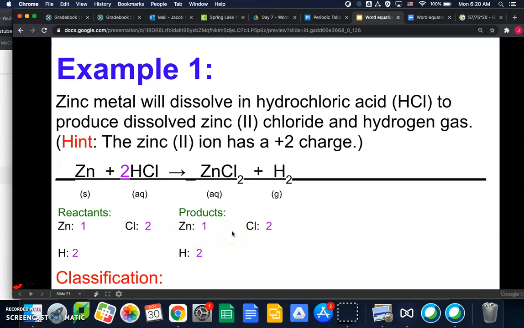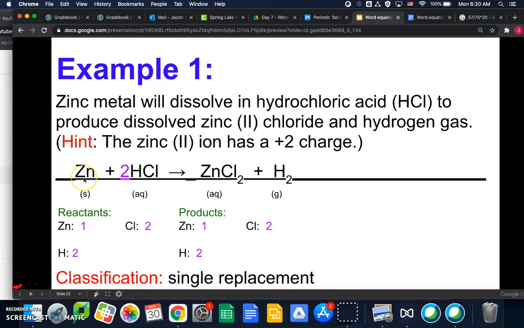Last up, we need to classify this. You can see here we have 1 element and 1 compound, and on the other side we have 1 compound and 1 element. Whenever an element is replacing one of the elements in a compound, that's always going to be single replacement.